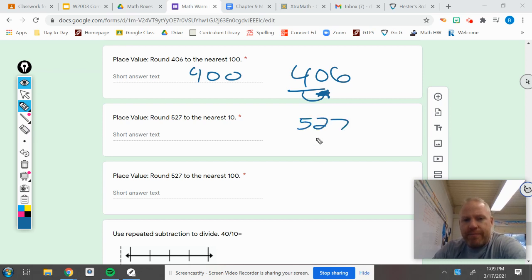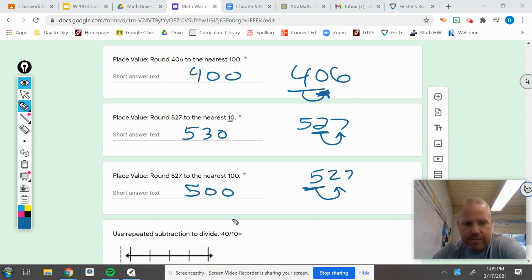527 to the nearest 10. The tens place is the 2. The 2 asks the 7, are you less than 5? 7 says no. So the 2 has to go up. 530. Now finally, 527 to the nearest 100. The 5 asks the 2. The 2 says yes. So the 5 stays the same, 500.